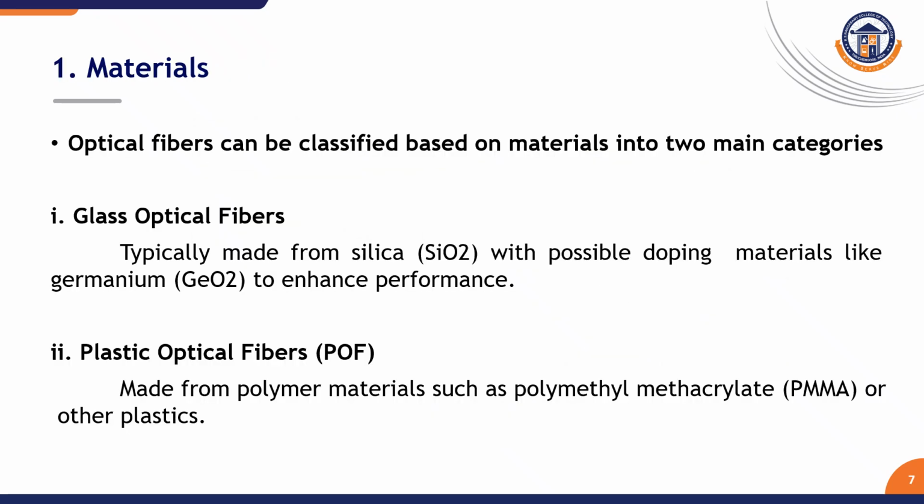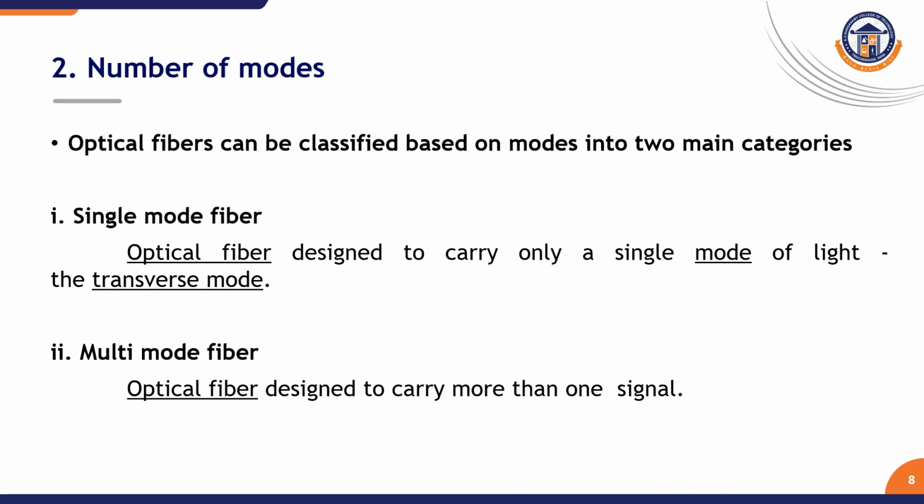Now we will discuss briefly. One is the material. Optical fiber can be classified based on materials into two major categories. The first one is the glass optical fiber, typically made from silica with possible doping material like germanium to enhance the performance. The second one is the plastic optical fiber, made from polymer material such as polymethyl methacrylate or other plastic material.